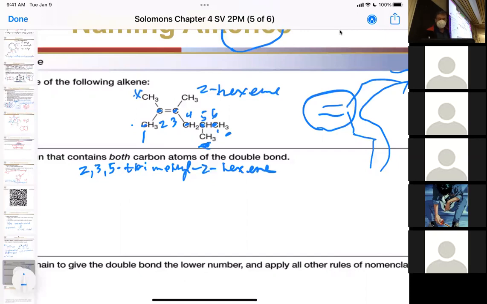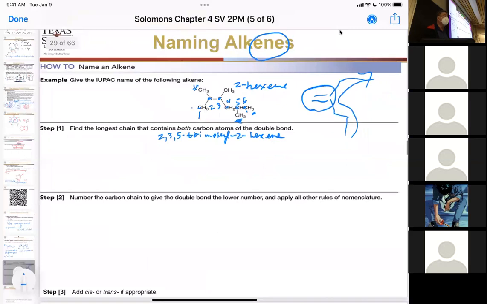Okay, so let's see. All right, so find the alkene in the parent chain. Both carbons must be there. Assign the alkene the lowest number, add your substituents, alphabetize, number them, and string it all together. All right, questions?